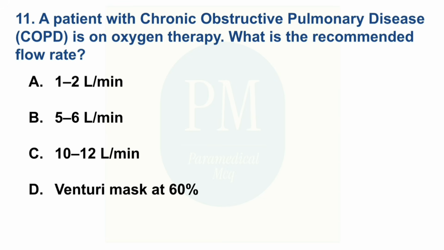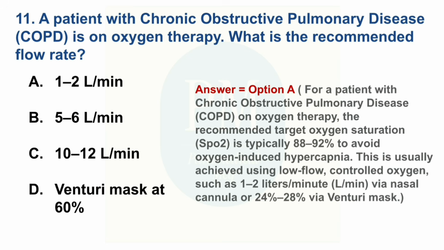A patient with chronic obstructive pulmonary disease (COPD) is on oxygen therapy. What is the recommended flow rate? Option A, 1 to 2 liters per minute; option B, 5 to 6 liters per minute; option C, 10 to 12 liters per minute; option D, Venturi mask at 60%. The correct option is option A, 1 to 2 liters per minute.